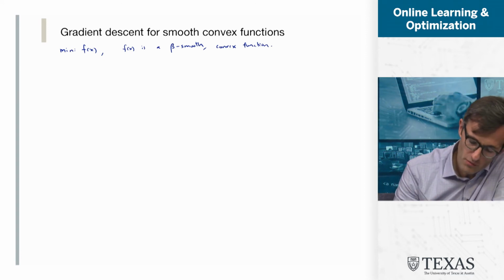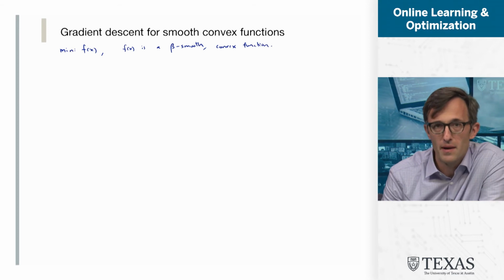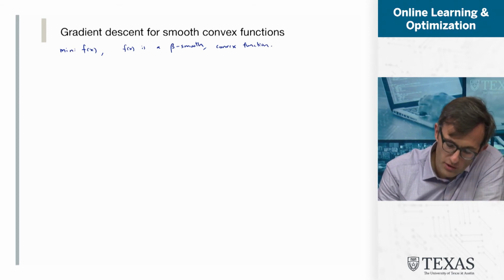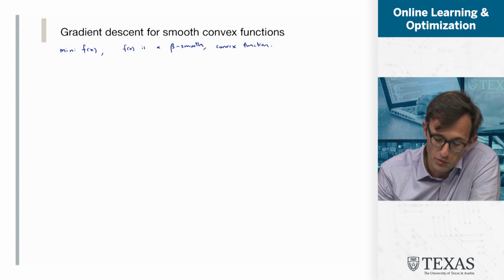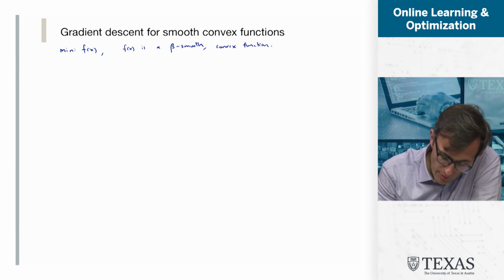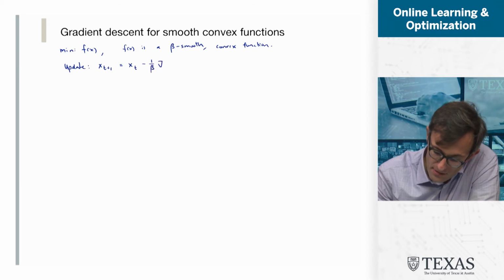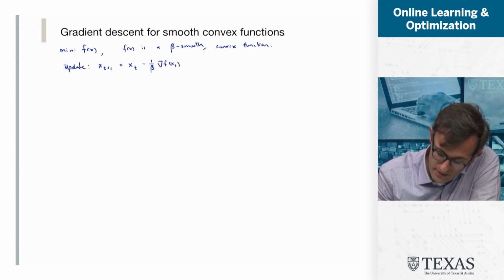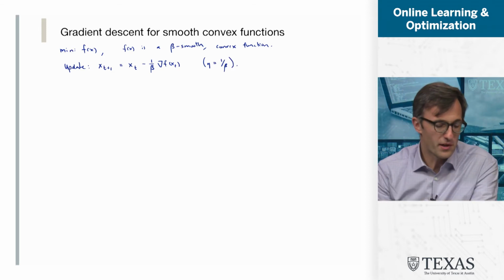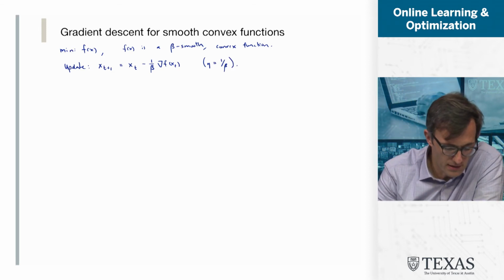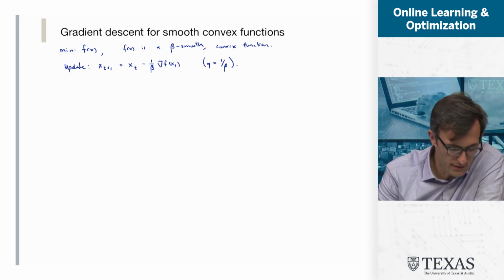Okay, so remember we've discussed that based on our quadratic upper bound, the algorithm that we're going to use is gradient descent with step size 1 over beta. So our update is going to be x t plus 1 equals x t minus eta, set to 1 over beta, times the gradient of f of x t. I'm going to choose this value, and so let's see what we get.